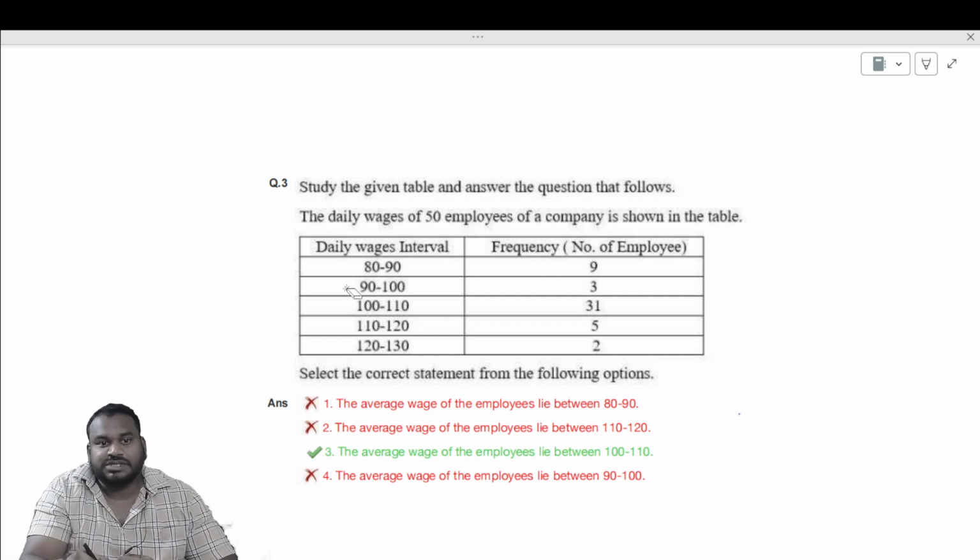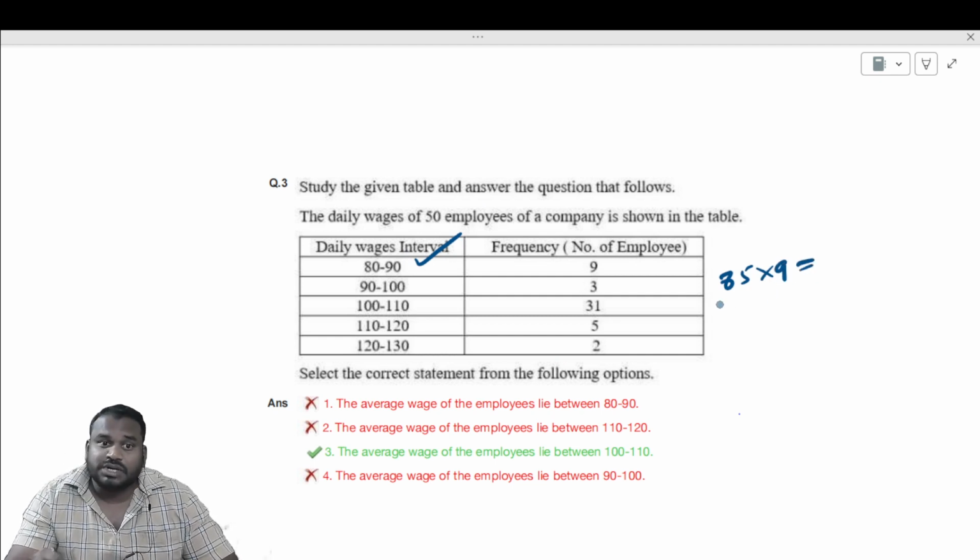Now, for this particular interval, I'm taking 85, and 85 into 9, because there are 9 employees who are getting salaries in between 80 and 90. So that's why I need to take 85 into 9. 85 into 9, how much? So I don't multiply it.